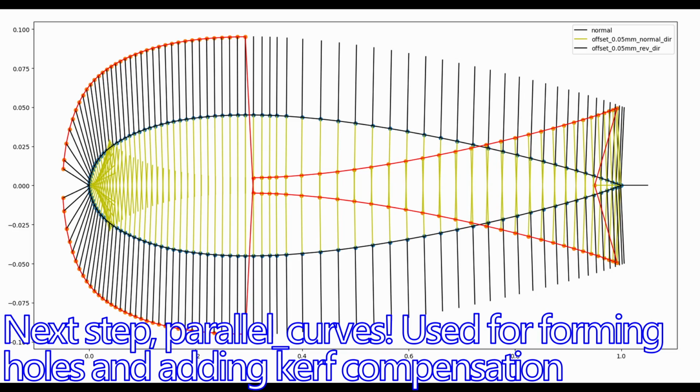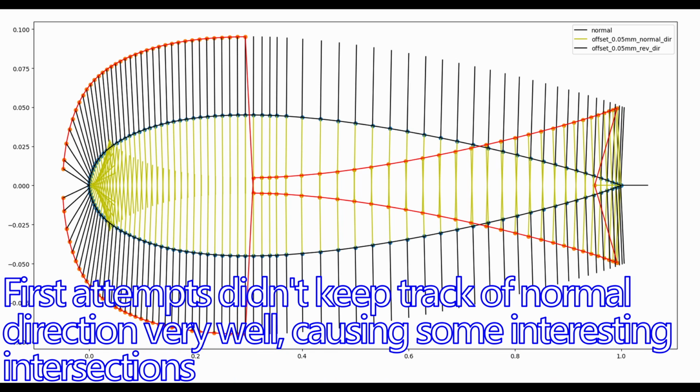So the next part to work on that's required for hollowing out cross sections and also compensating for the wire burning or kerf was to implement parallel curves. And this was pretty interesting because of some of the bugs that came out of it. They produce pretty interesting shapes, but it's pretty simple. You calculate the normal vector at each point, and then you adjust out or in from that normal vector by whatever your offset amount is.